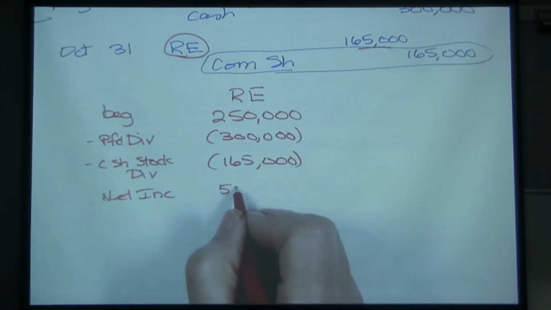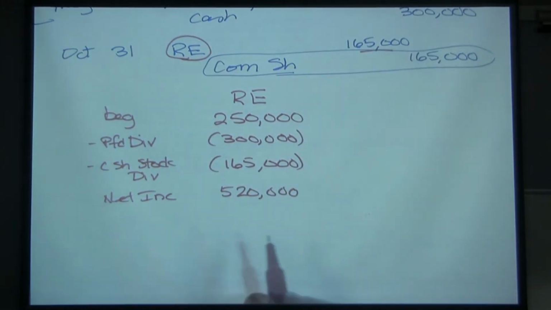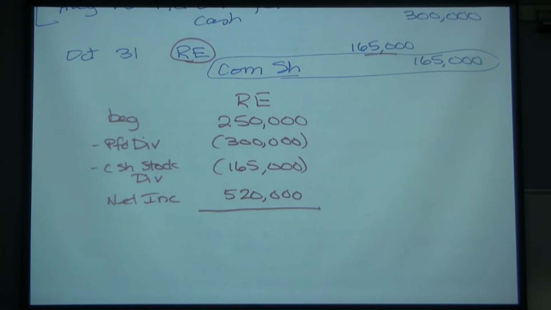The order doesn't really matter too much here. Usually the dividends are listed above and net income is last, but as long as we get the right final balance, that's all that really matters.